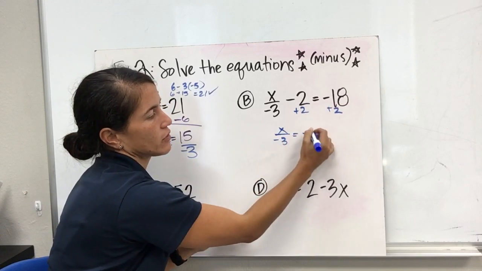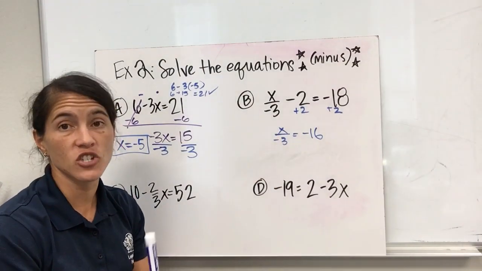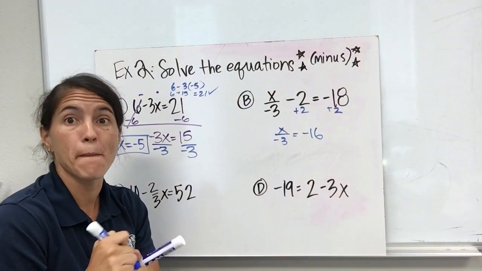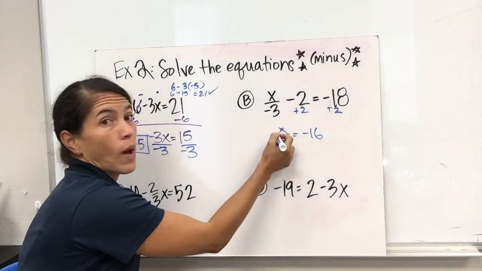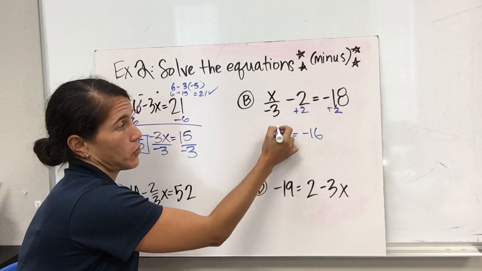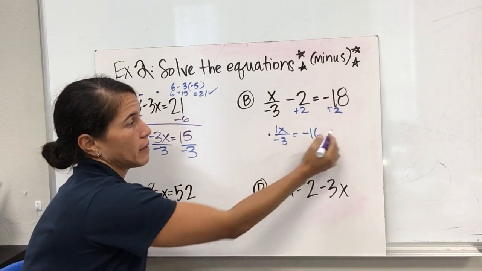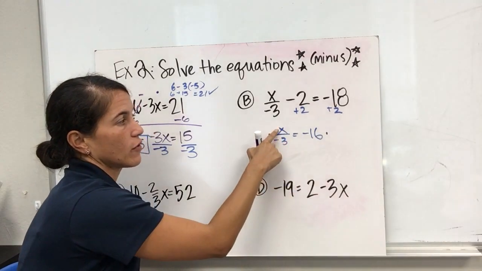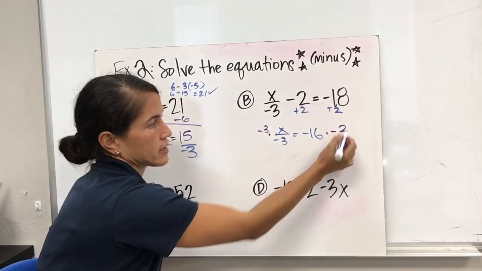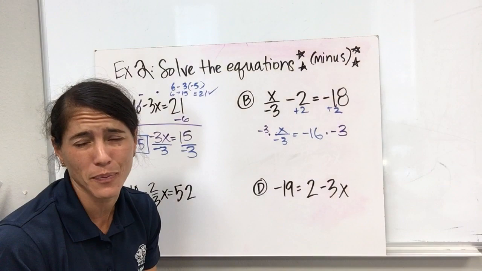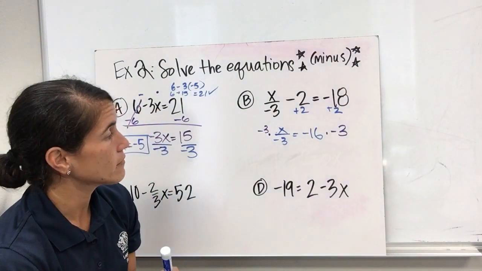Negative 18 plus 2 is negative 16. And since this is division, you kind of have a choice. You can multiply by the reciprocal, which is like 1/3. If I put a 1 here, this is negative 1/3. Or we can just multiply, because this coefficient is 1, we're just going to multiply by a negative 3 on both sides, which is the same, it's really the reciprocal. 1/3, the reciprocal is 3/1, which is 3.